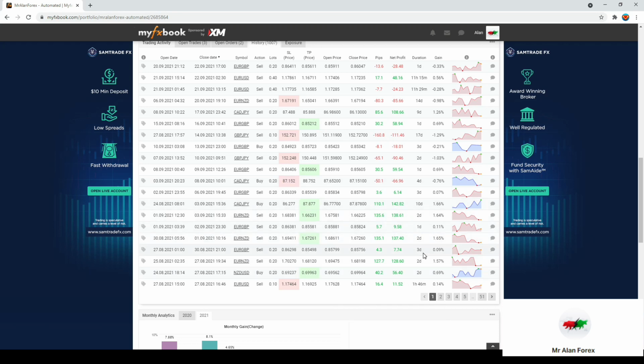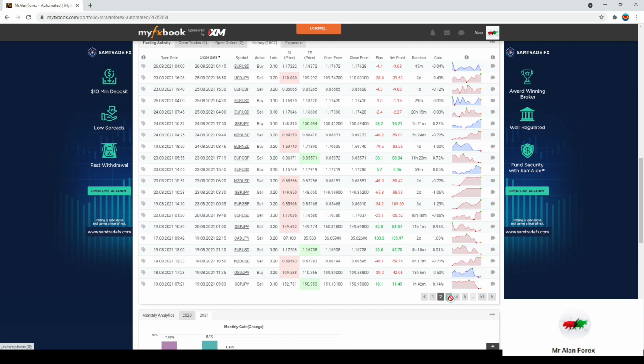Obviously, the losses are also larger, but it does mean that because the pip sizes are larger, this is not constrained to accounts where we're dependent on spreads. You're not dependent on particularly fast executions and other weird broker nuances which you get across different brokers.